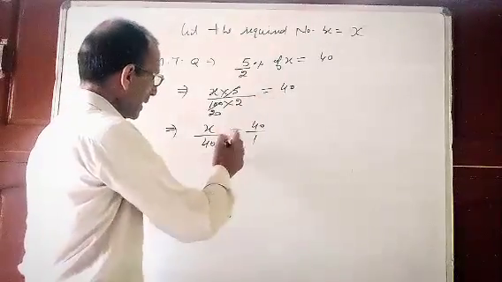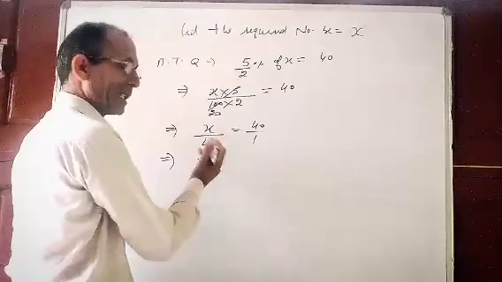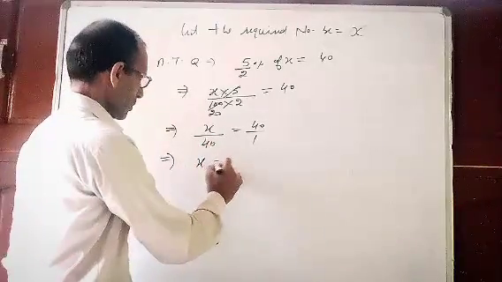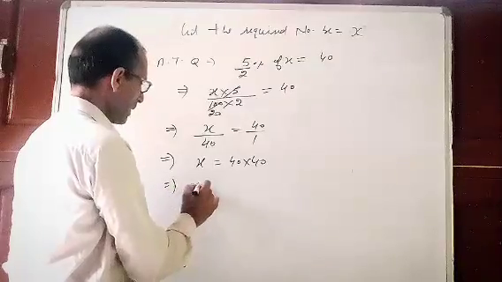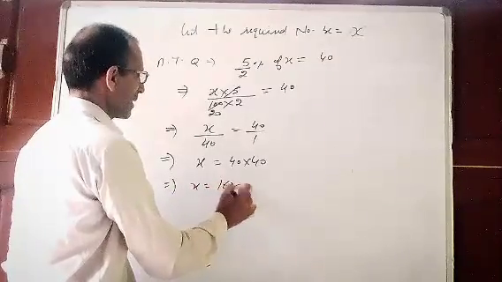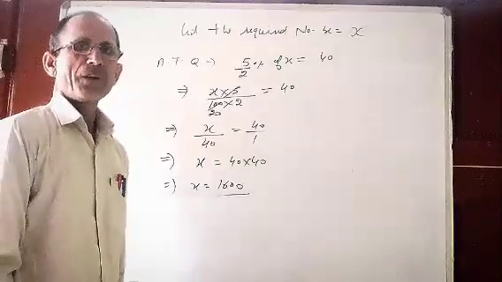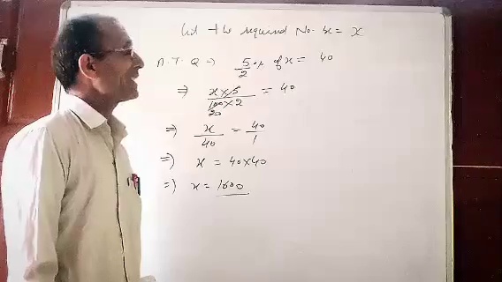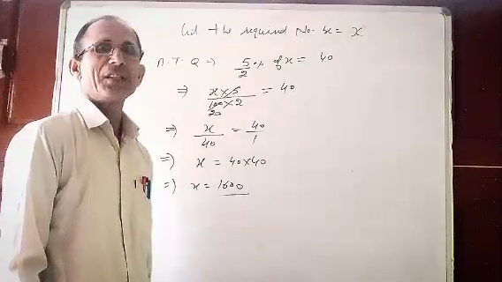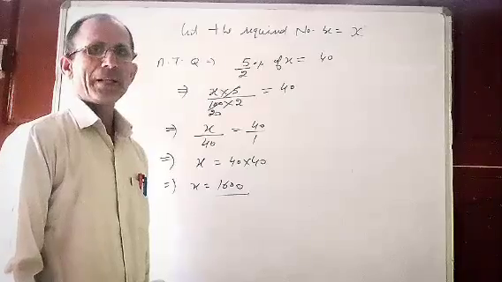So by cross multiplication, you will multiply x with 1, it will be x. 40 multiplied by 40, so x will be 1600. So the required number is 1600. If we find 5 by 2% of 1600, the result will be 40. Is it clear? Once again I am repeating.